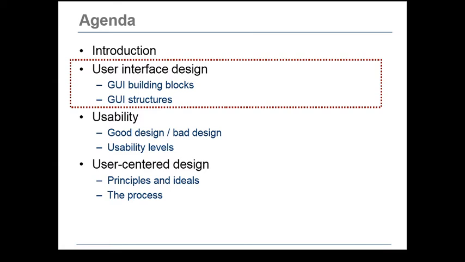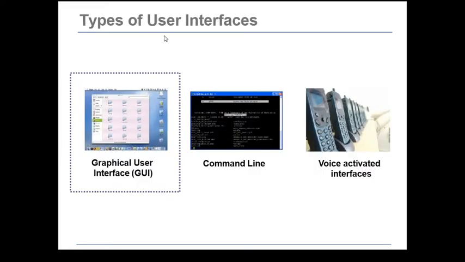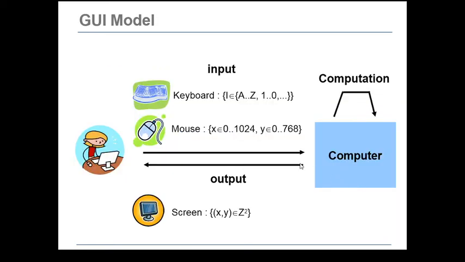So user interface design: as we will see in this diagram, the basic model of HCI. Here the user gives the input to the computer, computation is done, and finally the output is given by the computer to the user. Then types of user interfaces: there are three types. The first is the graphical user interface, the second is the command line, and the third is voice activated interfaces.